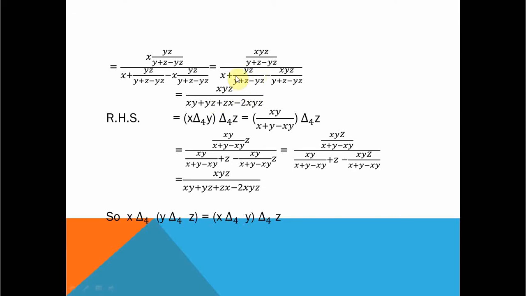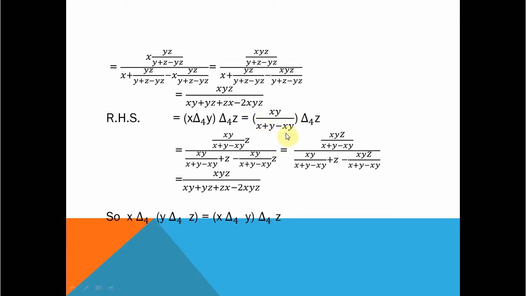And if we perform some calculations, we get this expression. Now we solve the right hand side, x delta 4 y into delta 4 z. This is equal to xy over x plus y minus xy. Now we apply delta 4 with z. Here the first expression is xy divided by x plus y minus xy.